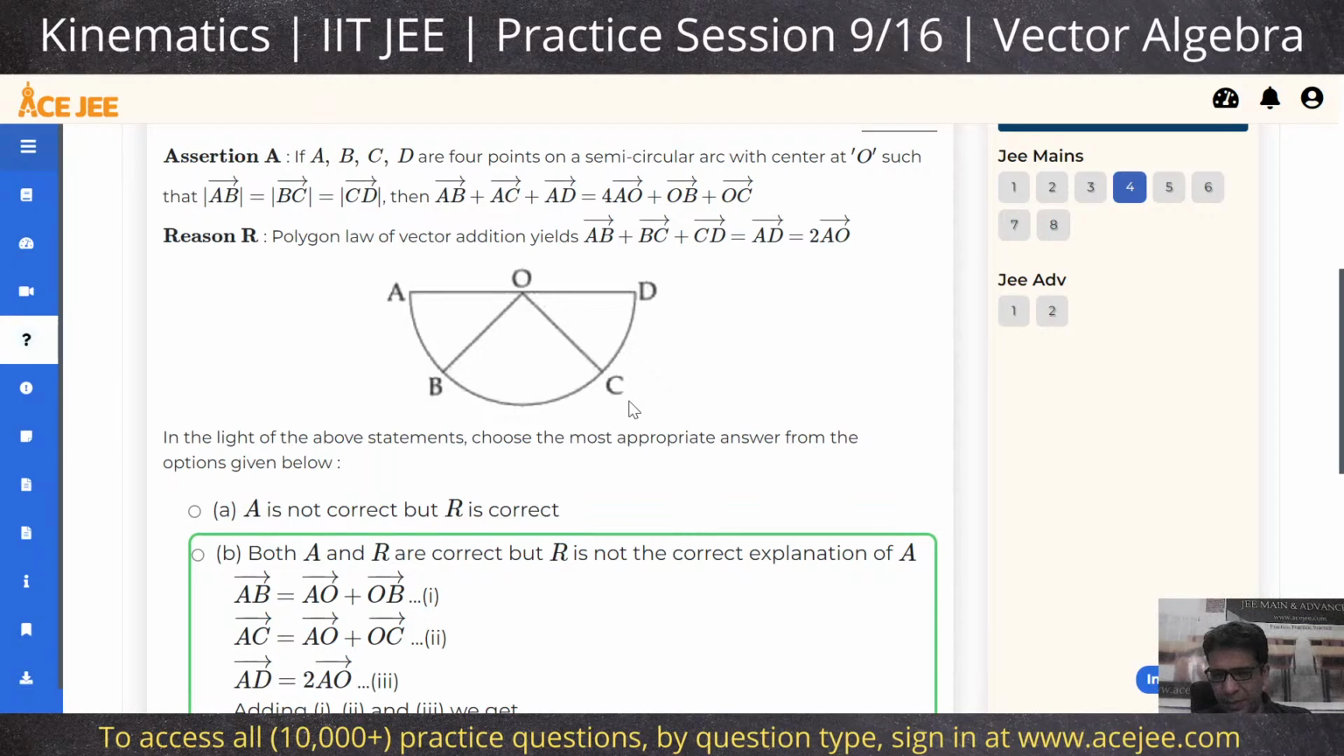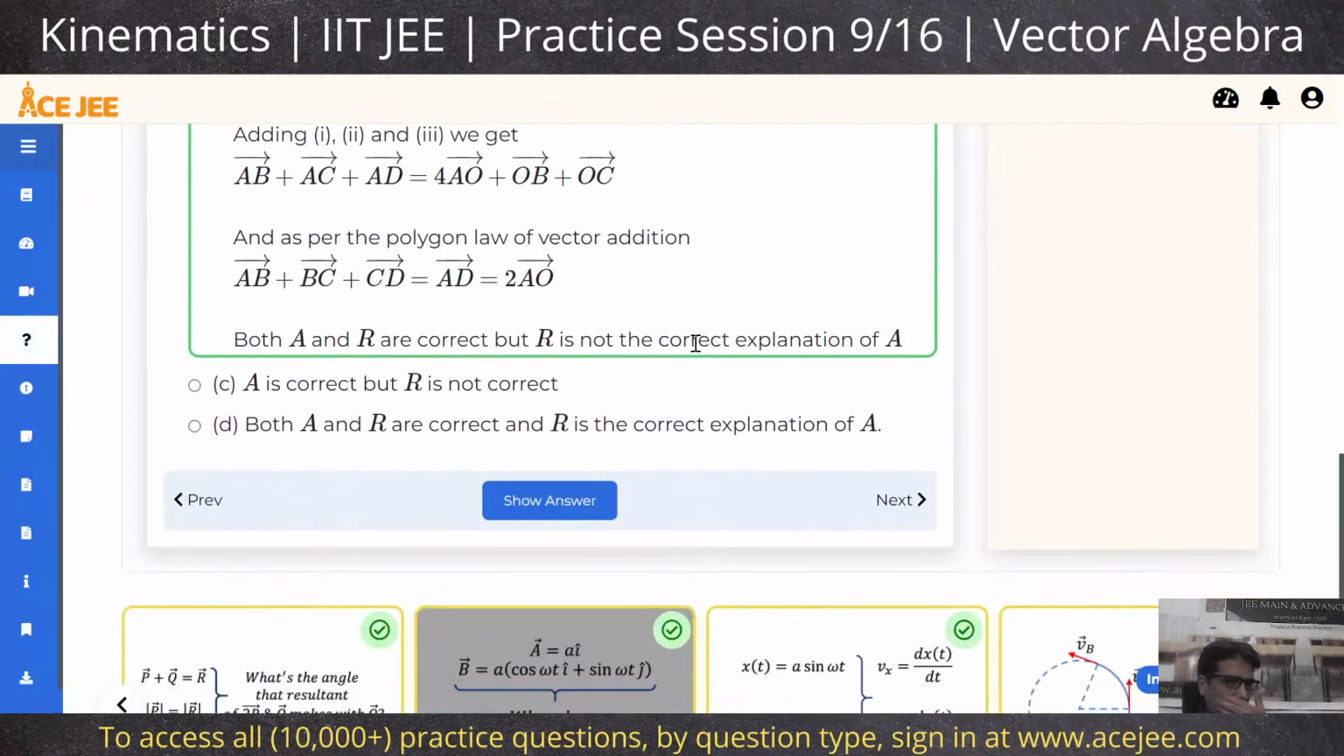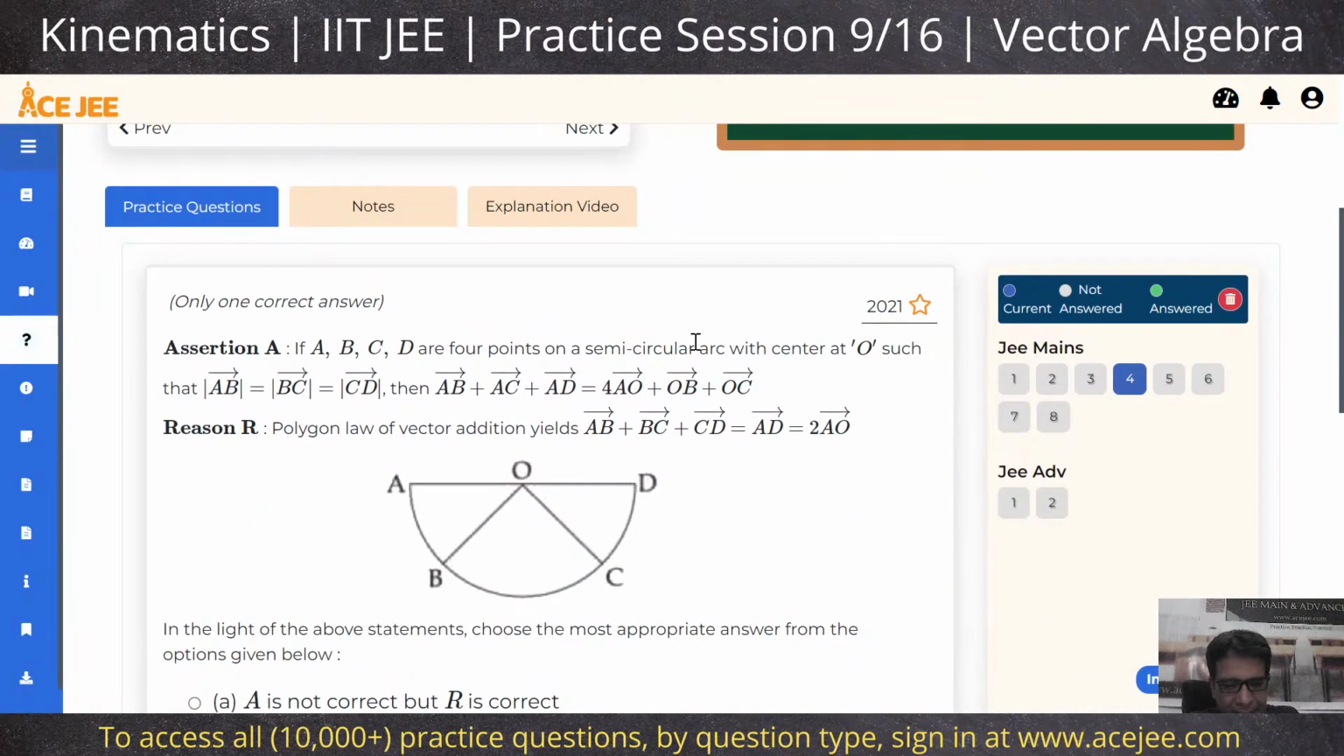AB plus BC plus CD. They are saying whether, using this, we can prove that. Sir, we have used it a little bit. It's kind of tricky here. Even I didn't pay close attention to what this AB plus BC plus CD was giving us, but we are using the polygon law, the triangle law.